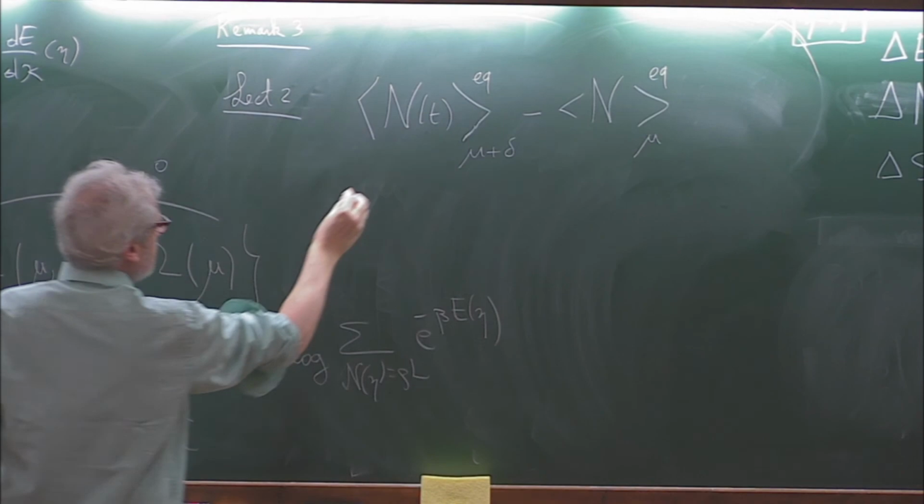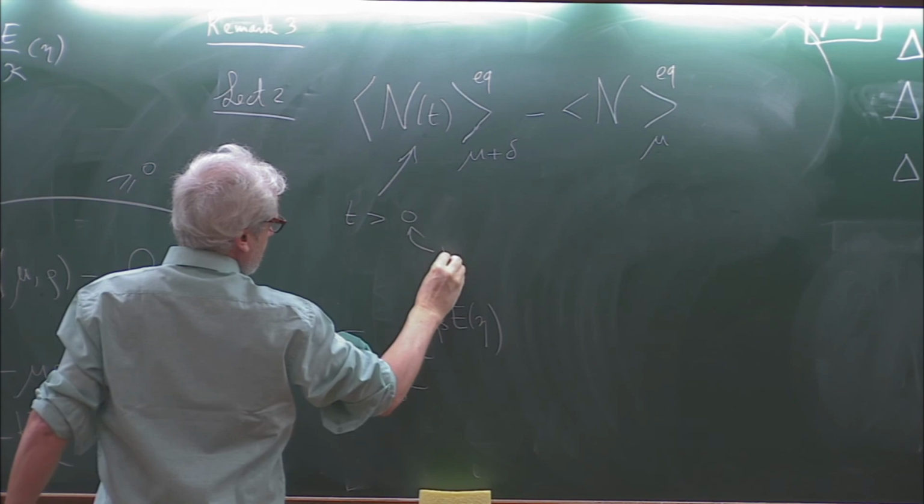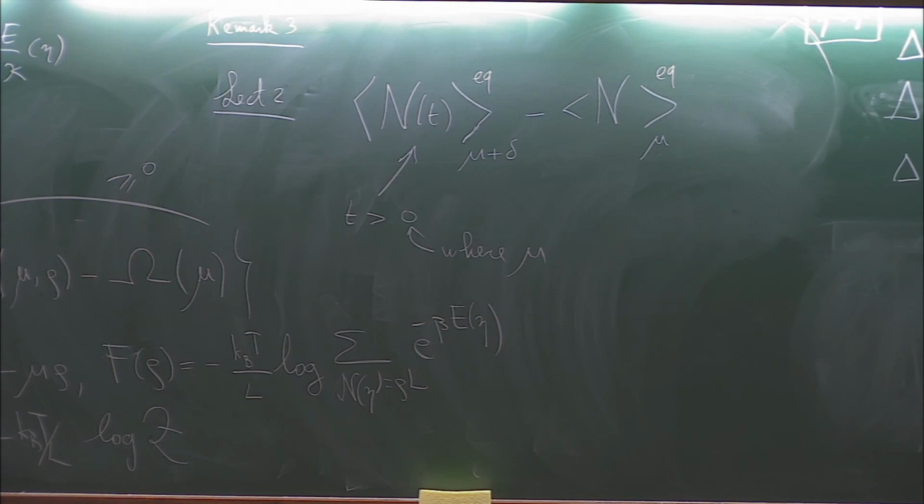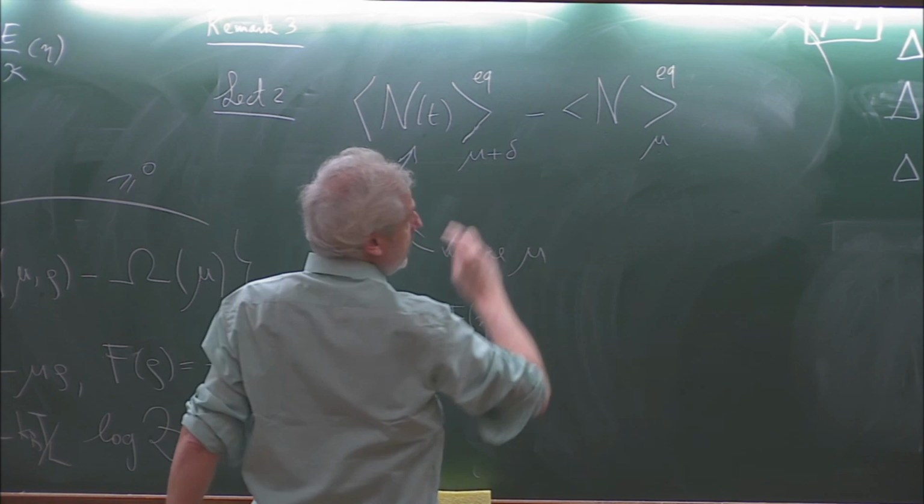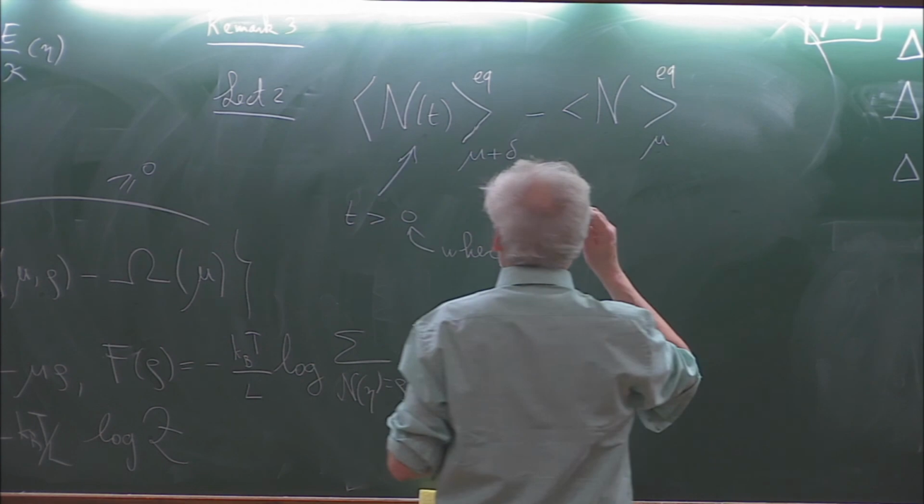After time zero, I had chemical potential mu. So I started in equilibrium with potential mu, and then at time zero I change the chemical potential to mu plus delta, and I ask what's the number of particles at time t, and how does it compare with the equilibrium? Well, there is a formula for that, and we will derive all of that in lecture 2.